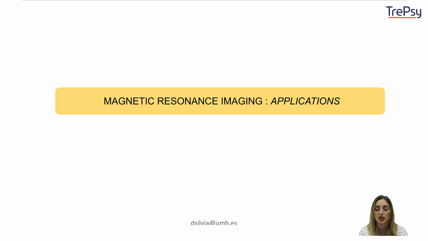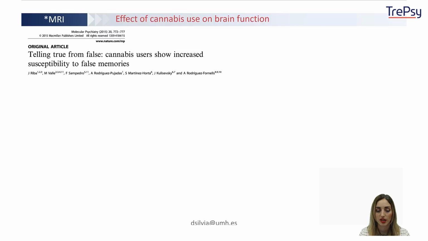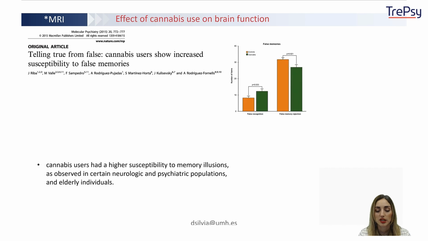Okay, so let's dig a little bit into some MRI applications. The first couple of papers that I'm presenting look at the effect of cannabis use on brain function. In this case, the authors showed that cannabis users had higher susceptibility to memory illusion, and this is similar to what is observed in certain neurological and psychiatric populations and also in elderly individuals.